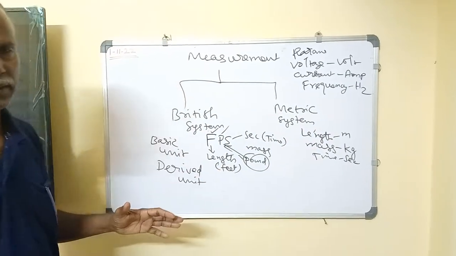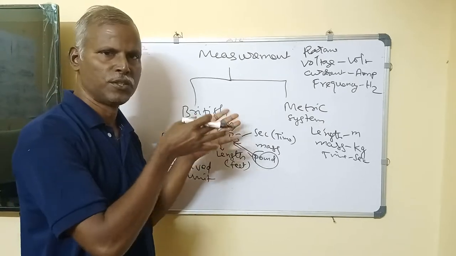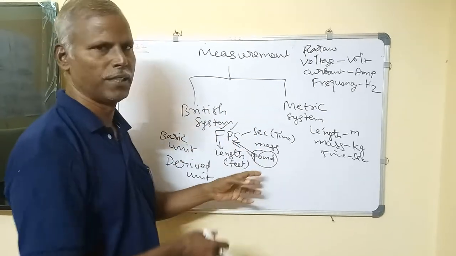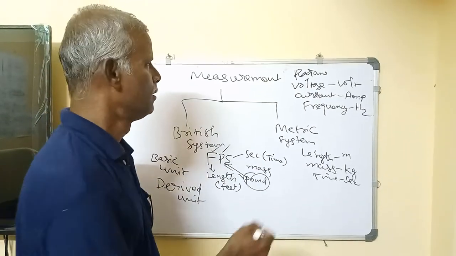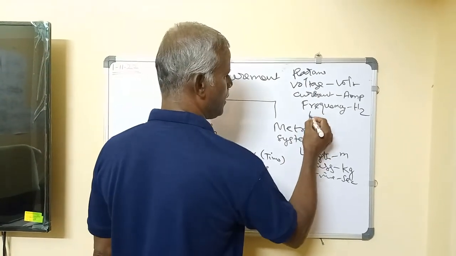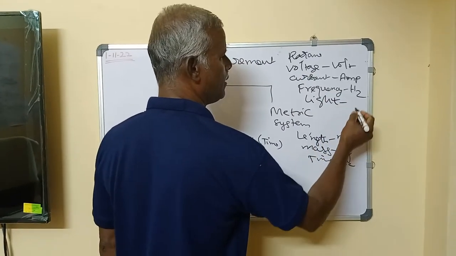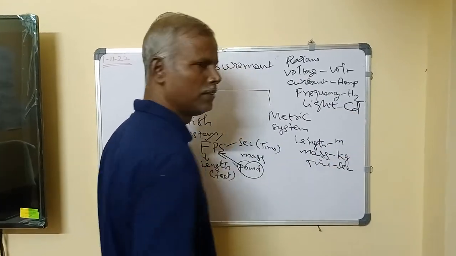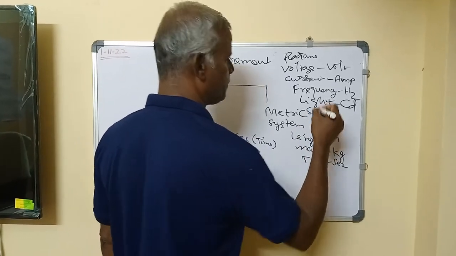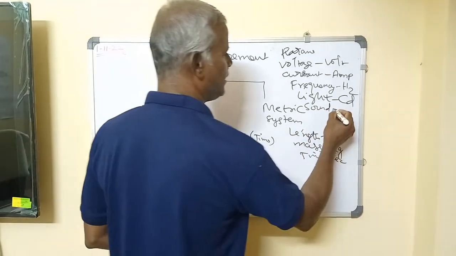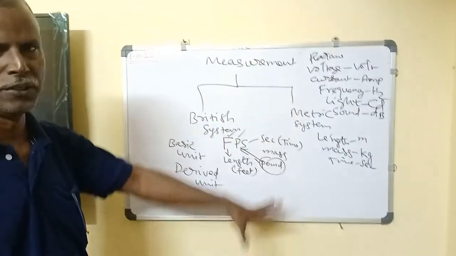How do we know these parameters? We know them through instruments. By the instruments we can see these parameters. For light, how do we measure its intensity? That is candela. For the measurement of sound or noise, it is decibel. So many basic units are there.